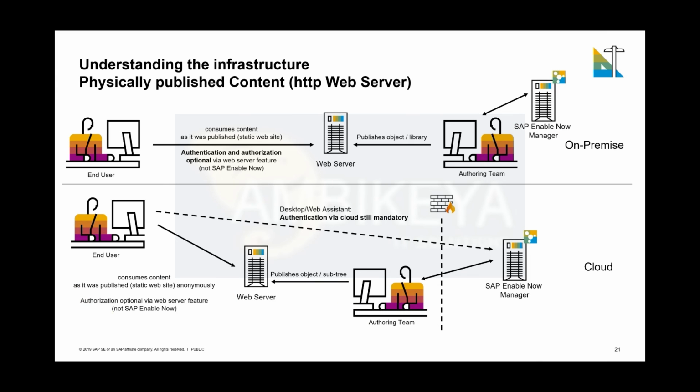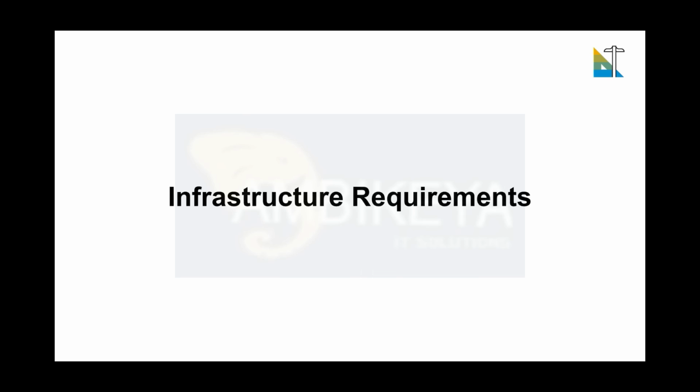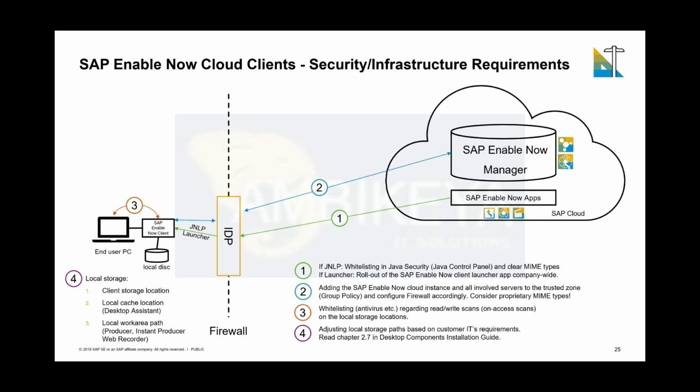Physically published content for global players. No? That's the next question that usually comes up at that point. Would we be able to use our own delivery infrastructure? Yes, sure, we can do that, but it makes things a bit more complex. Infrastructure requirements, then we come to our famous security requirements that we got. That's one of the big ones that you should communicate early enough.